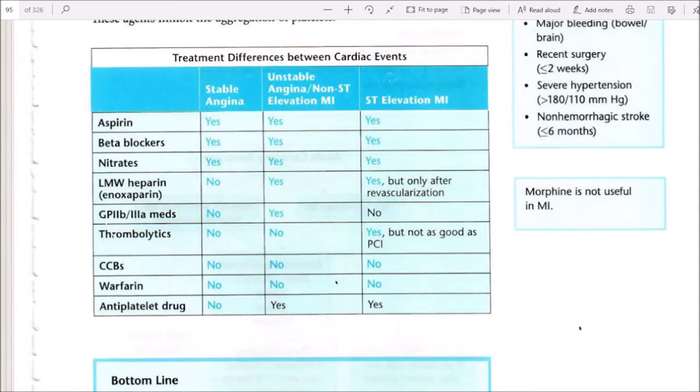Calcium channel blocker: no, no, no. Warfarin: no, no, no. Antiplatelet drugs: no, yes, yes.